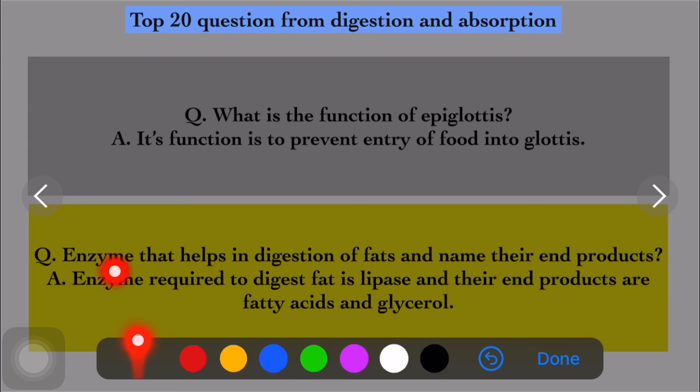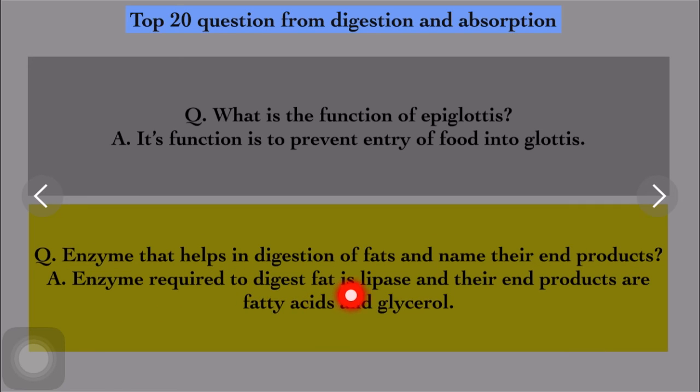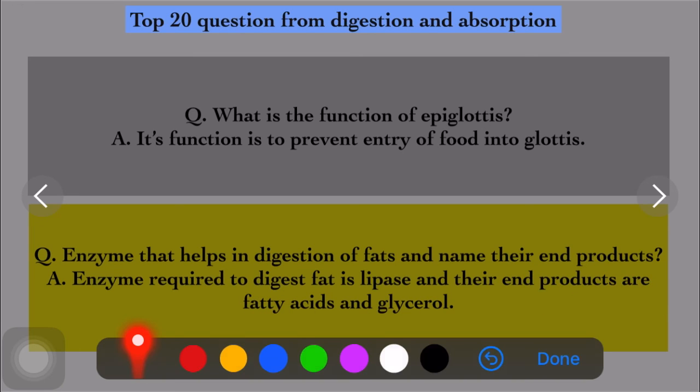The next question is: enzyme that helps in digestion of fat, and name their end products. So enzyme which is required to digest fat in our body is lipase, and their end products are fatty acid and glycerol.